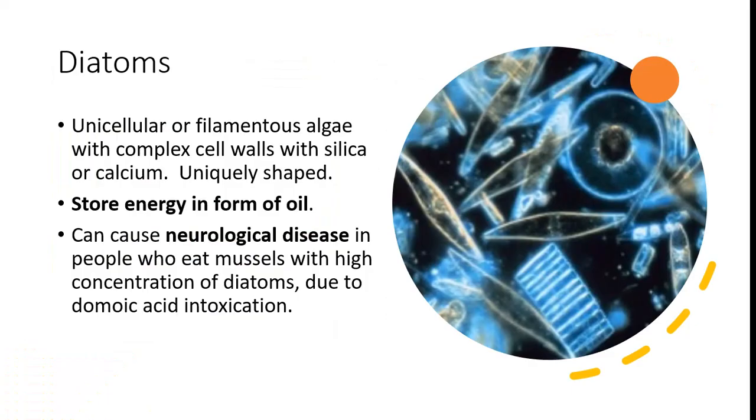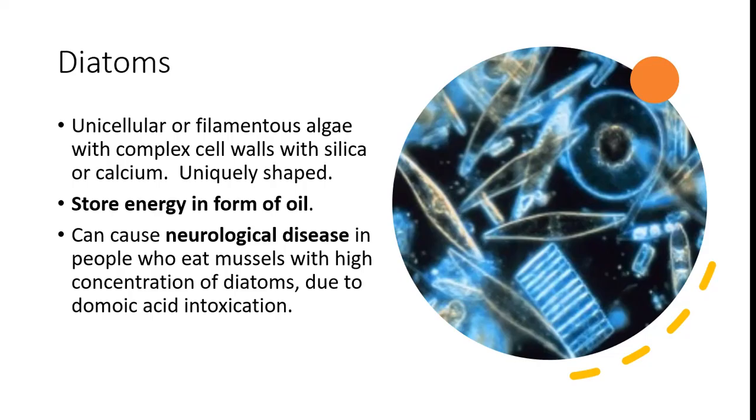Now, the diatoms. Diatoms are unicellular. They're often referred to as filamentous algae because they have such unique shapes. Diatoms are often said to be like snowflakes because with snowflakes, every one is supposed to be individual. Same thing with diatoms. Each one is a unique shape, and that's because they have very complex cell walls made up of silica or calcium.